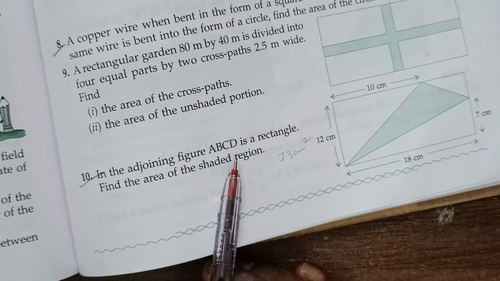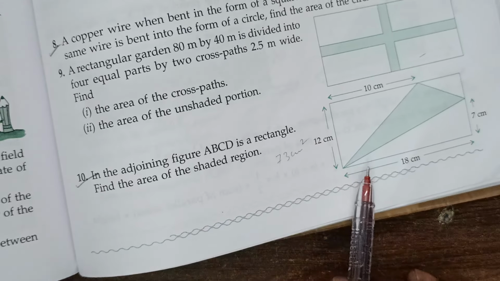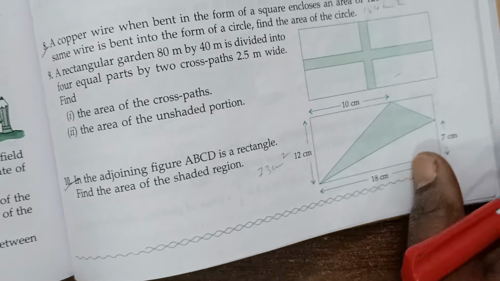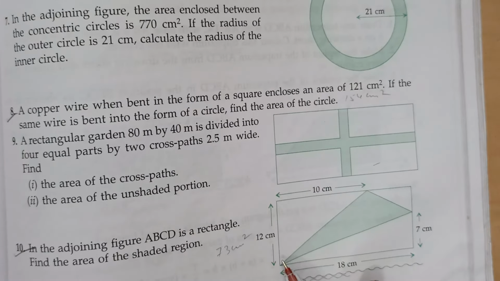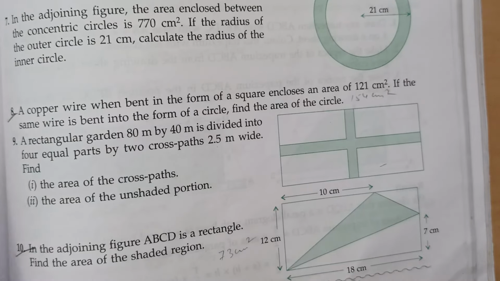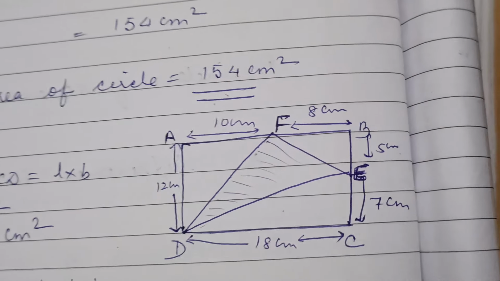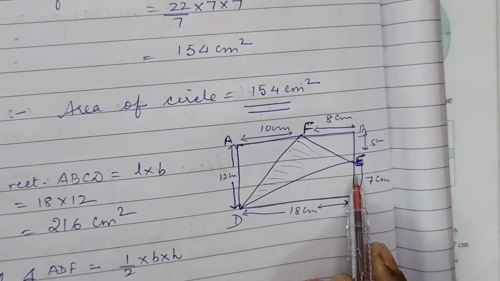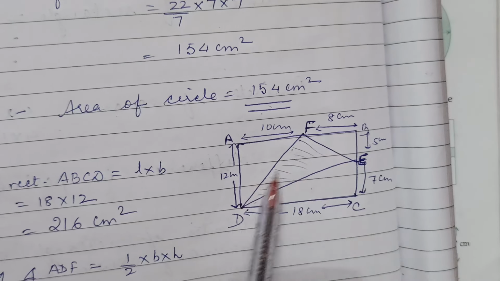In the adjoining figure, ABCD is a rectangle. Find the area of the shaded region. So this is a rectangle which you can see in the figure. The dimensions are given. Okay, now you see here we will just name this figure. So let us see. Here I have named it as ABCD, and this point as E and this point as F. We have to find out the area of this triangle. This is the shaded part.